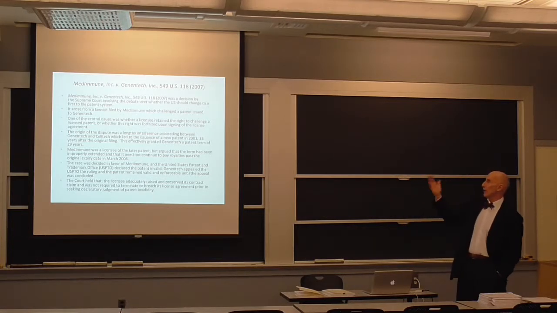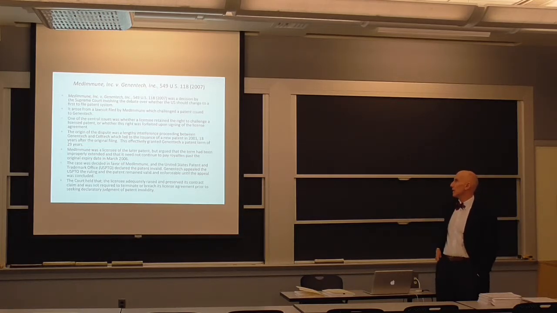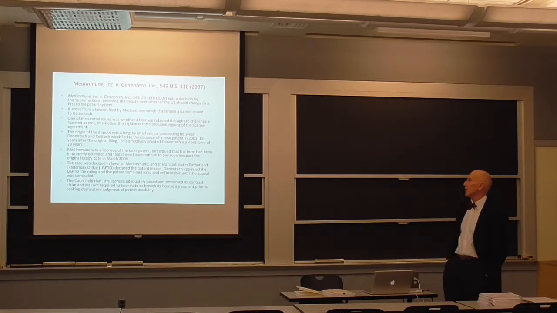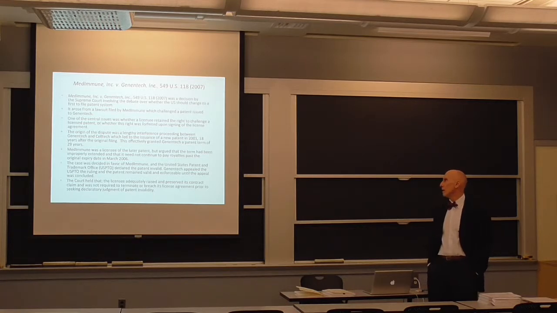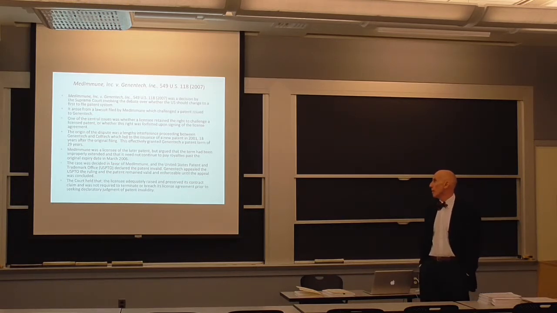This is how a lengthy interference proceeding and litigating a patent can actually affect, if you're successful, the term of the patent. MedImmune was a licensee of the patent, but argued that the term had been improperly extended and that it need not continue to pay royalties past the original expiration date in 2006. The case was decided in favor of MedImmune, and the U.S. Patent and Trademark Office declared the patent invalid. They said, hey, 20 years, that's it. I don't care how long your interference proceeding took.